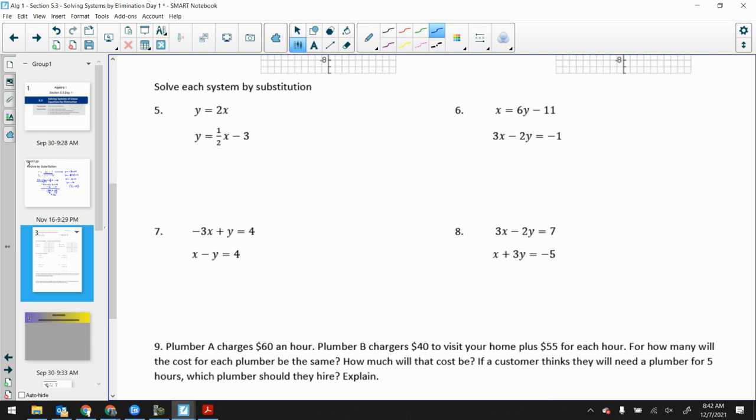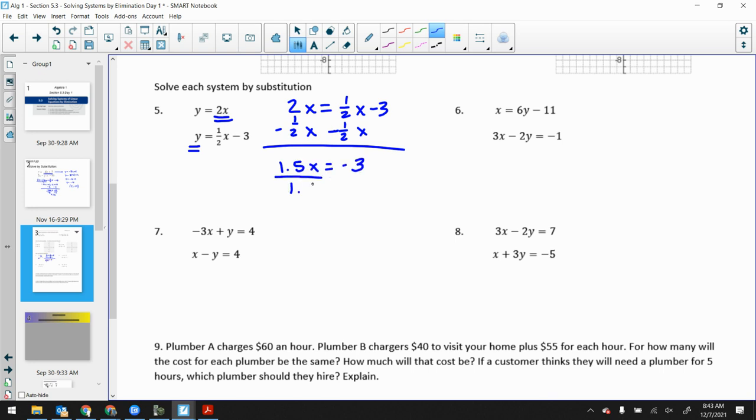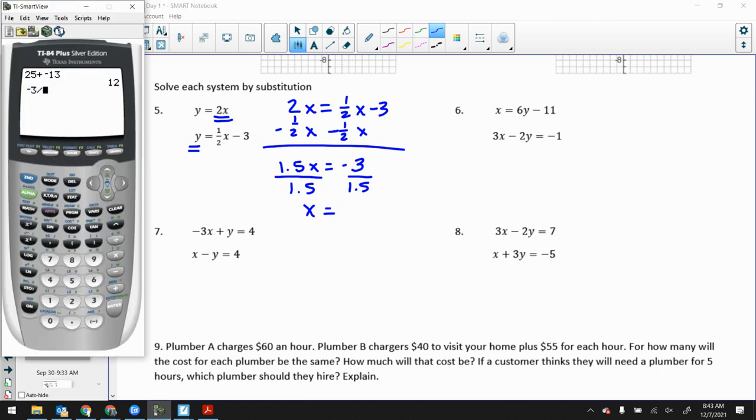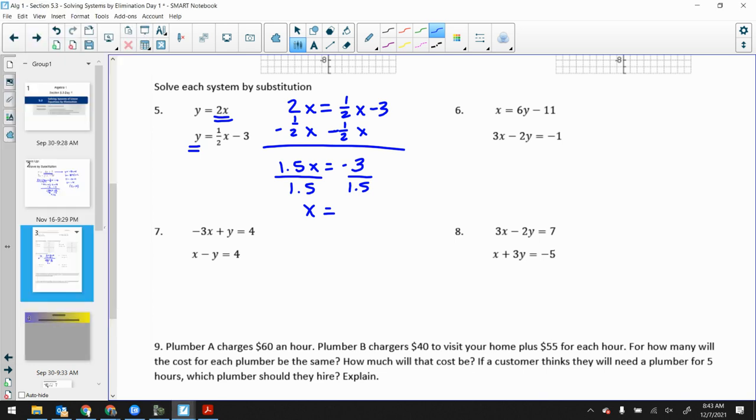Now, because they're both set equal to y, this is the special case where I can say 2x is going to go right into there. So I basically set them equal to one another. 2x is equal to 1/2 x minus 3. And now when I subtract the 1/2 x over to the other side, 2 minus 1/2 is 1.5, right? So I'm going to put it as a decimal right now because guess what? That decimal is going to go away right now. Negative 3 divided by 1.5. Yeah. So negative 2. And then we plug it back in. y is equal to 2 times negative 2, which is negative 4. Negative 2 comma negative 4.